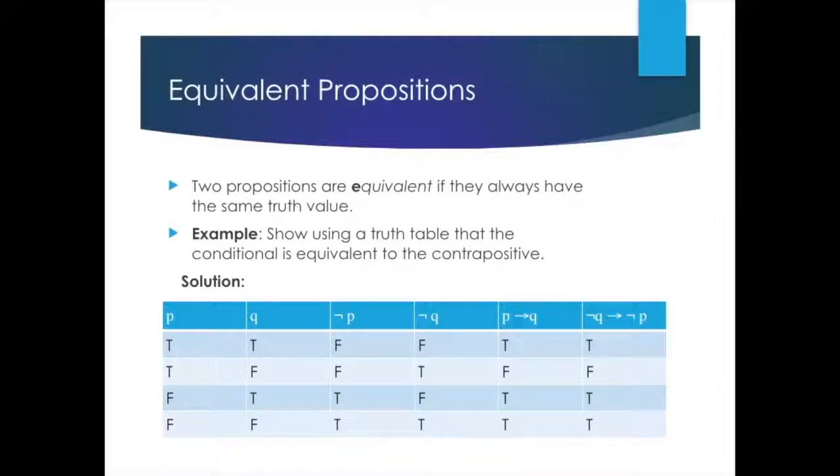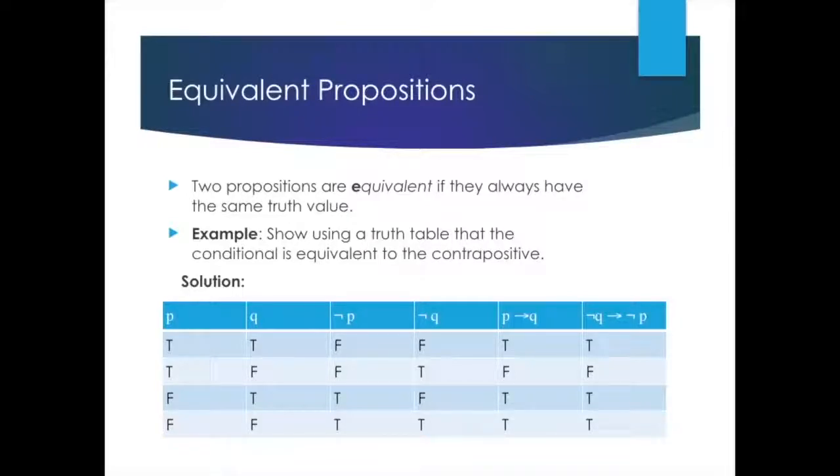Now again, apply P implies Q. Apply the P implies Q truth table that we have in the previous slides. We have true implies true is true. True implies false is false. False implies true is true. And false implies false is as well true. Do the same for the negation. When you have not P and not Q, you will end up saying that false implies false is true.